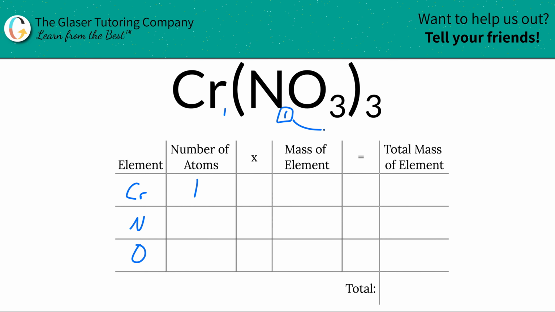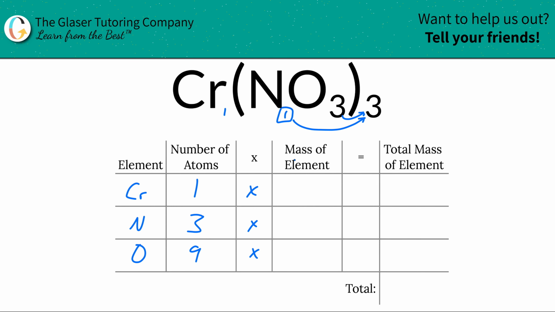All you've got to do is just take those 2 subscripts and multiply them together. All right, so that's going to be a 3. And then the same thing for oxygen. Just take the subscript of oxygen, multiply it by the outer subscript, and that's going to be a total of 9. Then all we have to do is take those numbers of atoms and multiply them by the mass of each particular element.